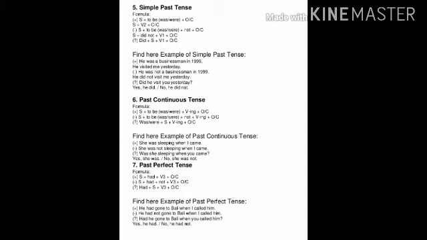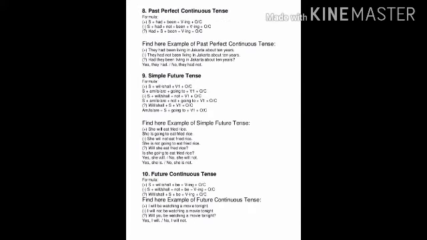In negative form, he had not gone to Bali when I called him. And in interrogative, had he gone to Bali when you called him? So this was the past perfect tense. Now the next one is past perfect continuous tense.